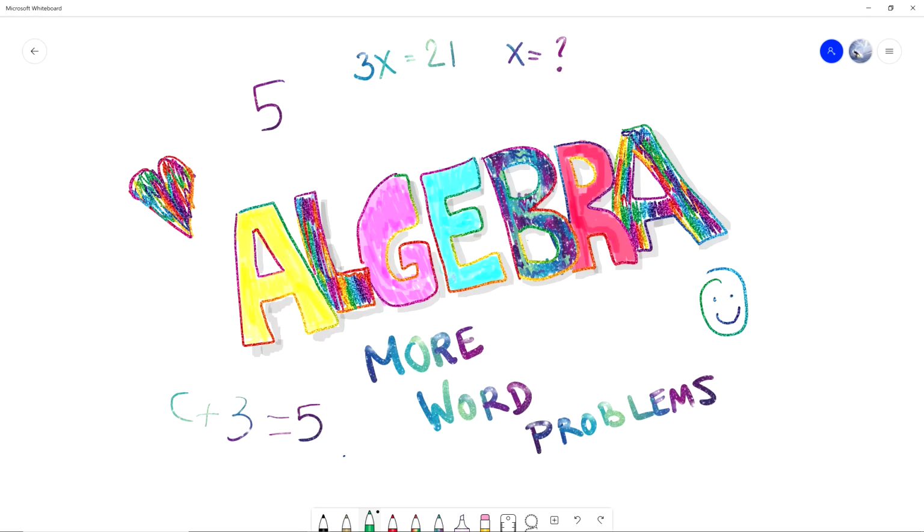Today we're going to be solving more word problems, this time word problems that involve equations with multiplication and division.